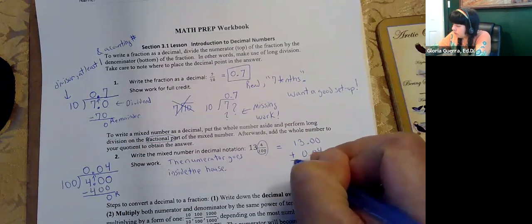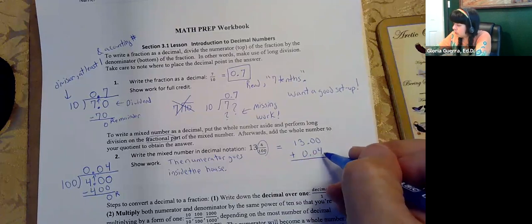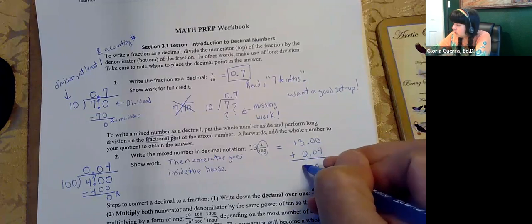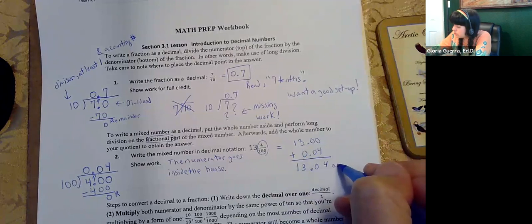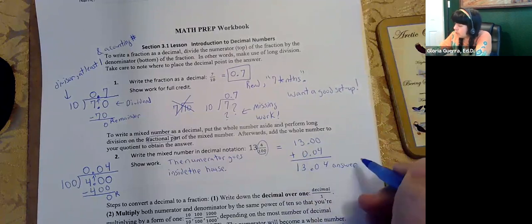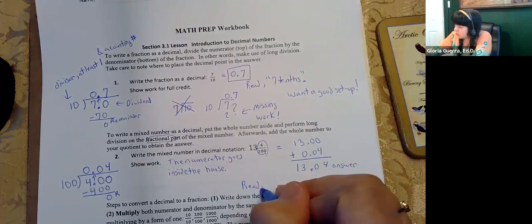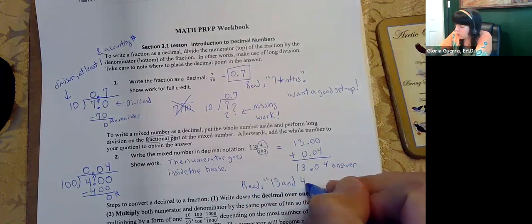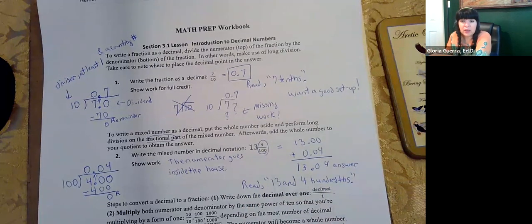And then just remember that what you have is that whole 13 plus this 0.04. And so when you add that up, you're lining up your decimals, 0 and 4, 0 and 0, decimal, 3 and 0, 13. So this is your answer. Okay. And this is read out loud. This is read 13 and 4 hundredths. So you read that out loud as a check.